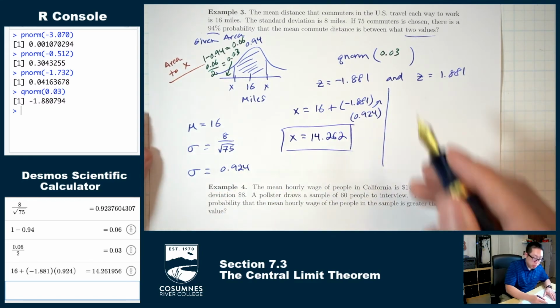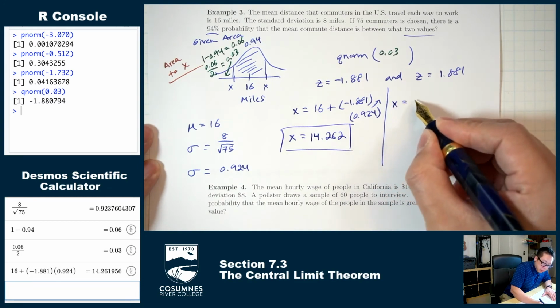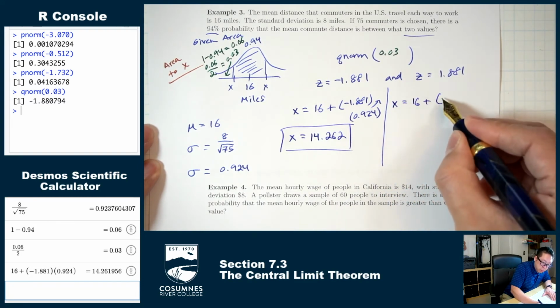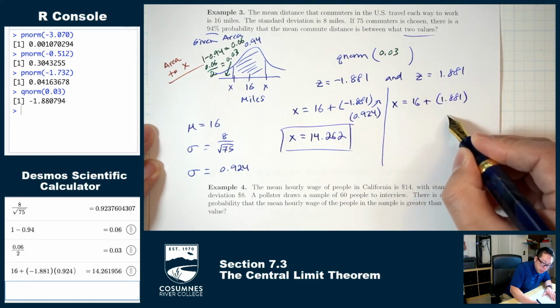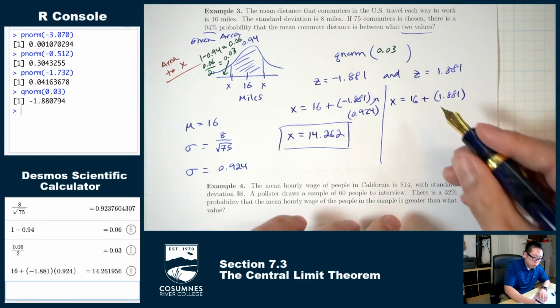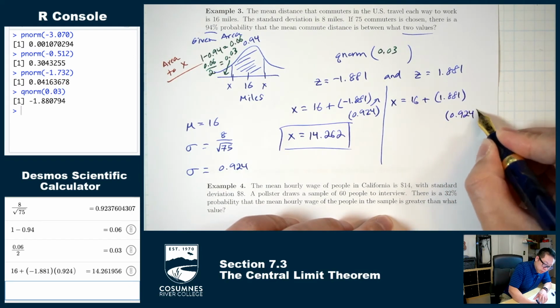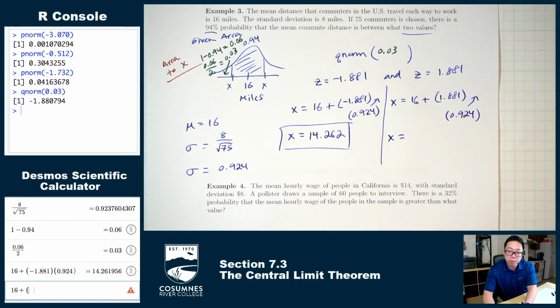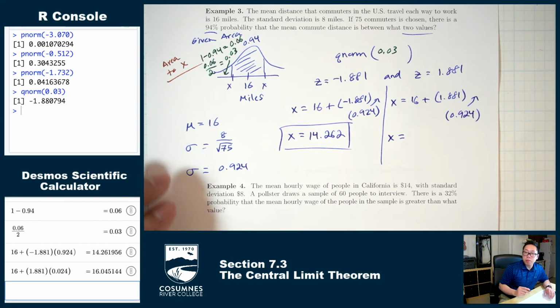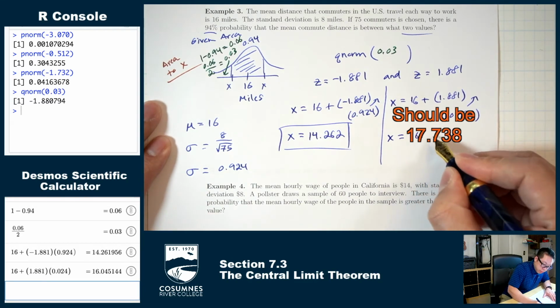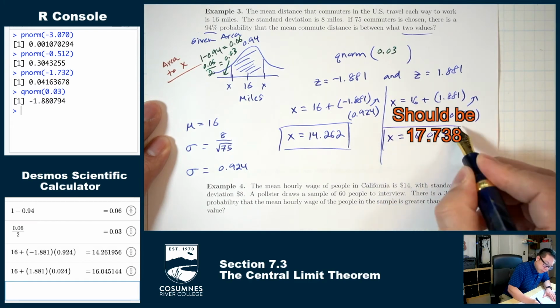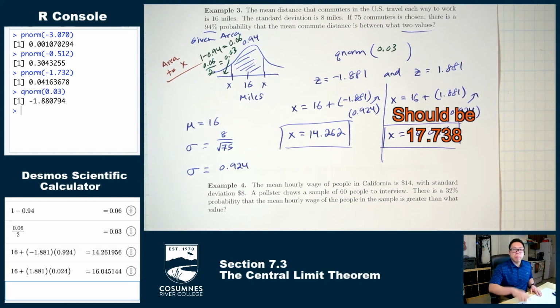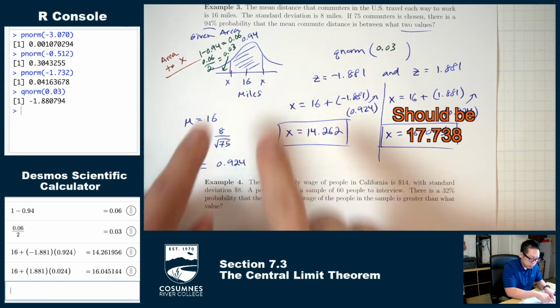That's one of them. For the other one, same thing. X equals the mean, which is 16, plus the z, this time the positive 1.881, times the standard deviation, which is 0.924. Okay, and this one's going to be 16 plus positive 1.881 times 0.924, which is 16.045. Okay, so those are my 2 x's. It does match the picture, so I think we're good.